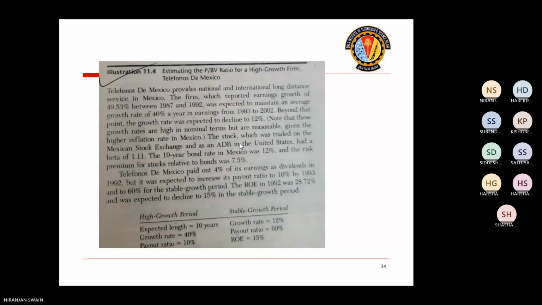Clear? And note that this growth rate is high in nominal terms but reasonable given the inflation. The stock, which was traded on the Mexican stock exchange, has a beta of 1.11. The 10-year bond rate in Mexico was 12%. The risk premium was 7.5%. This company paid out 4% of its earnings as dividend in 1992, but was expected to increase the payout to 10% by 1993 and 60% for the stable growth period. ROE in 1992 was 28.72%, expected to decline to 15% in the stable growth period.